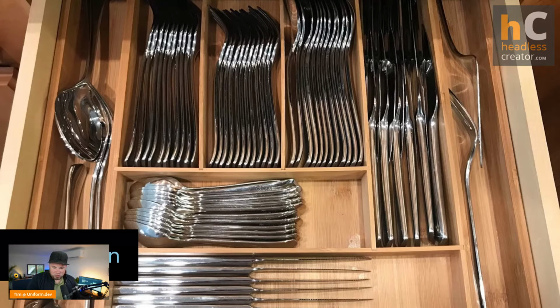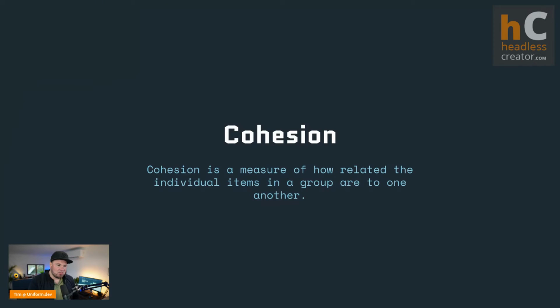When we look at cohesion, look at this lovely image here. I love this one because basically this is separation of concerns: the forks and the spoons and all the other things are separated, but they are also chunked up together with things that are similar. And that's what cohesion actually is. Cohesion is a measure of how related individual items in a group are to one another. Because if you go without cohesion and you just have everything separated out because of separation of concerns, it can be quite messy.